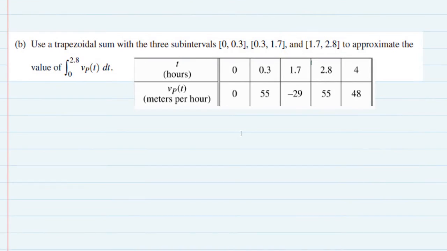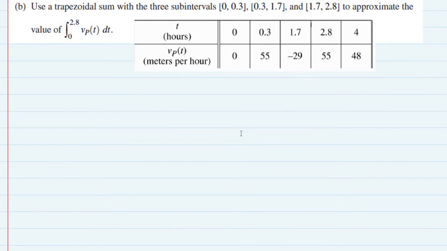Part B is asking us to use a trapezoidal sum with the 3 subintervals that are given to approximate the value of the integral from 0 to 2.8 of v sub p of t dt. All right, so we're trying to estimate this integral. So I'm going to write this integral that they're asking us to estimate, and I'm going to say that it is approximately equal to.